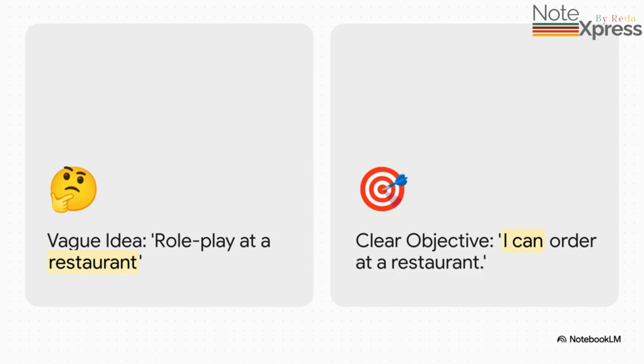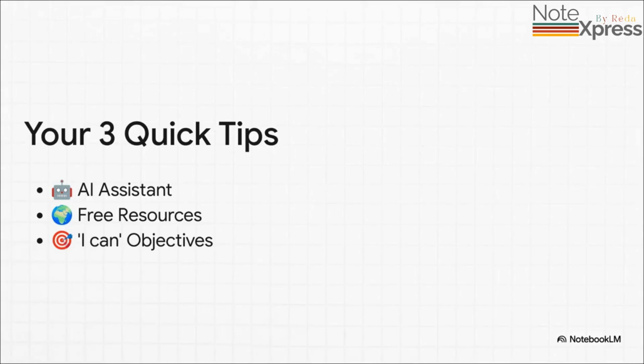All of a sudden, that AI dialogue we made isn't just a script, it's a tool to help them nail this exact goal. So let's do a super quick recap. Your 3 tips for teaching FSL with no resources are: number 3, use AI as your on-demand assistant. Number 2, find free, authentic resources just by looking around you. And number 1, frame every single activity with a clear I CAN objective to give it a real purpose.